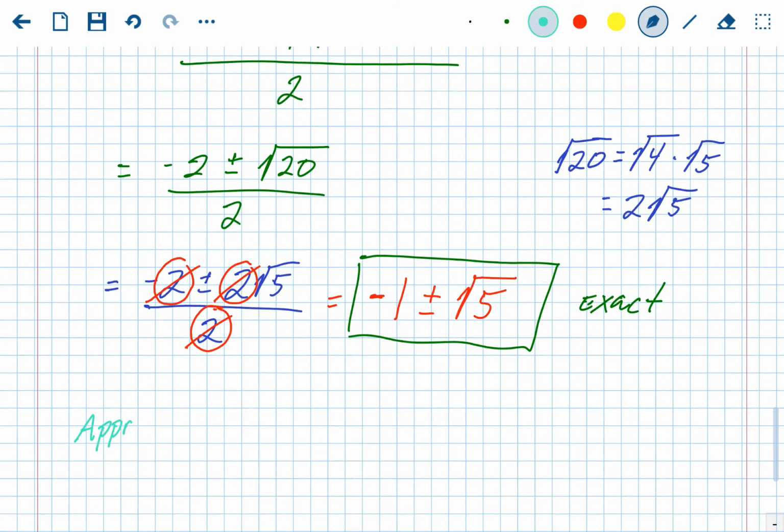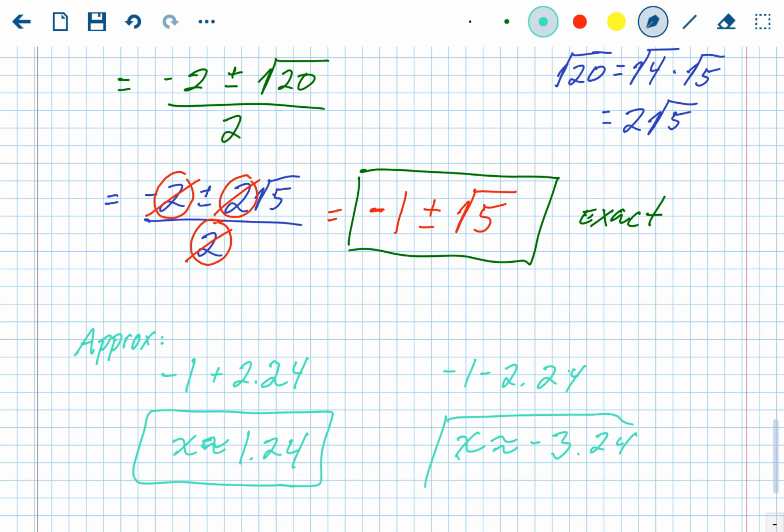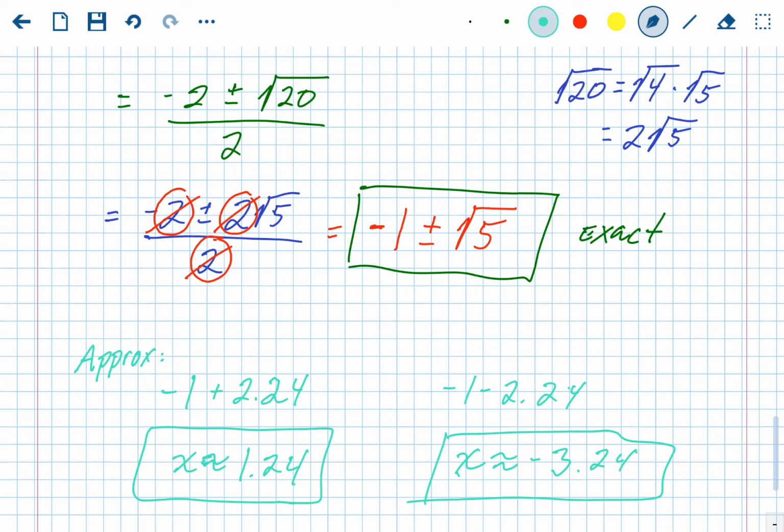Now you could also approximate it. The square root of 5 is approximately 2.24. So you could do negative 1 plus 2.24, and you could do negative 1 minus 2.24 to get your two approximate answers. Now again, it's fine if you leave it in exact form, but we are finding x-intercepts and having the approximates is a little better. So 1.24 and approximately negative 3.24.